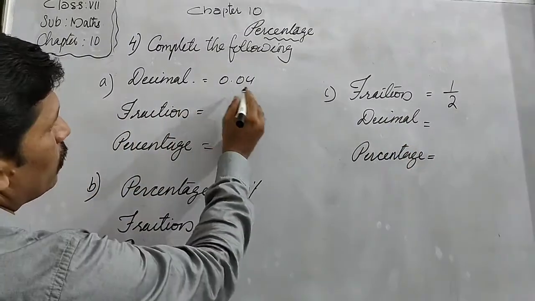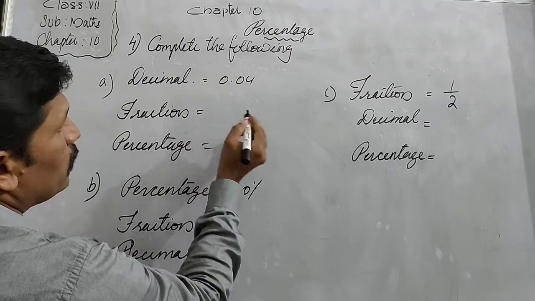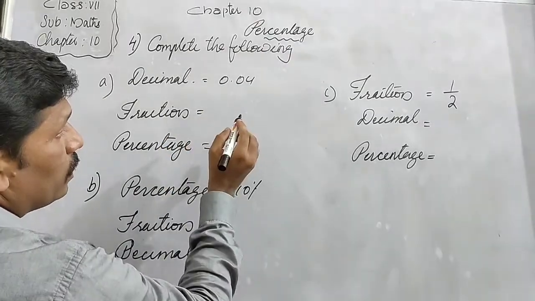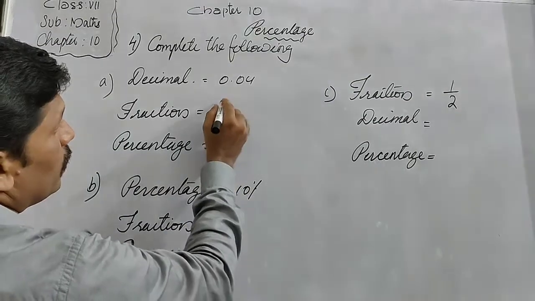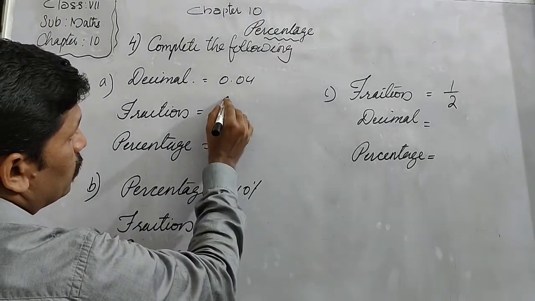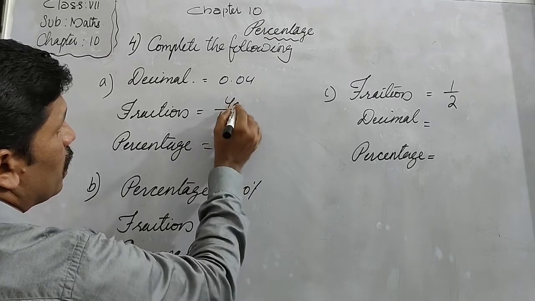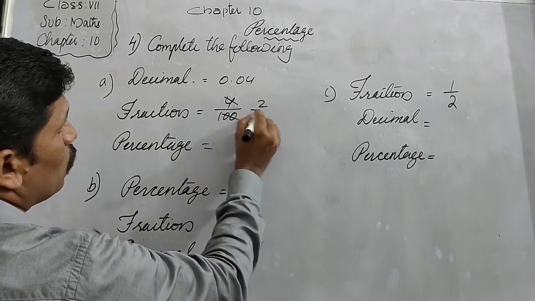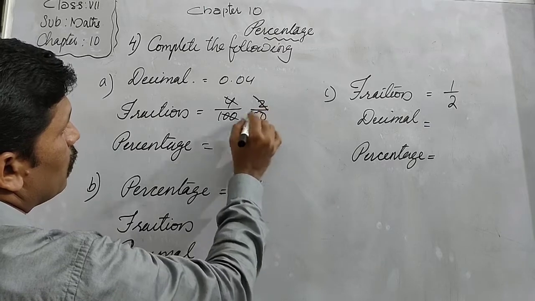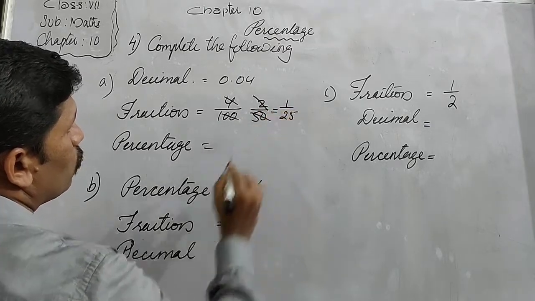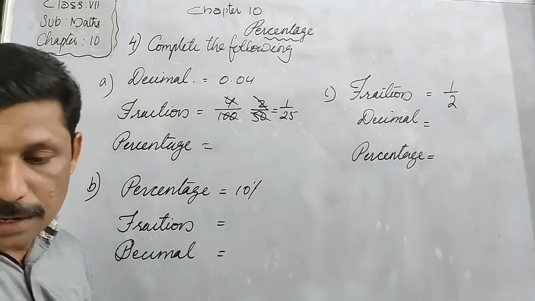Decimal is 0.04. In order to change decimal into fraction, in a fraction there is a numerator and denominator. Therefore, we write this as the numerator, and here the denominator is 100. We can cut and reduce that, and 2 and 50, again we can cut and reduce that, then it is 1 and 25. So 1 upon 25 is the fraction here.